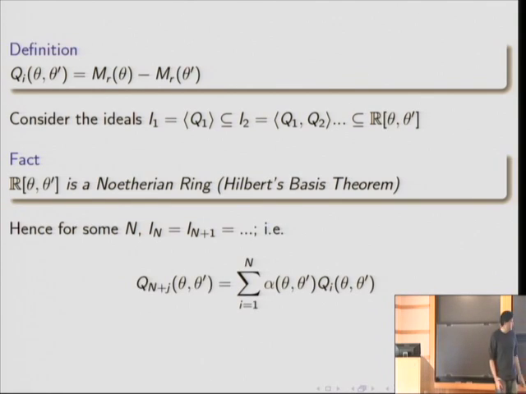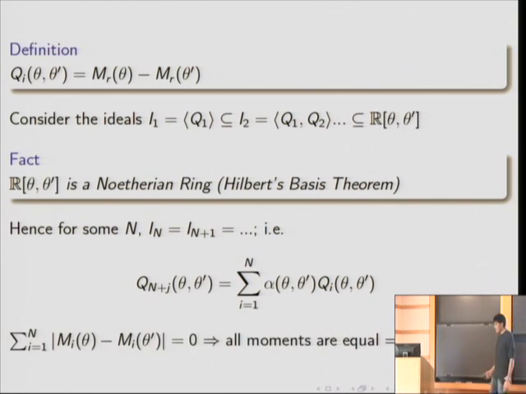So what does this mean? If you want to ignore the ideal language, then this is really what you should pick up on. The consequence of all of this is that we can express the difference polynomials using just the first n difference polynomials. There are some coefficients, which are themselves polynomials in theta and theta prime, so that this identity holds. So now what happens if we have two different members from this family, theta and theta prime?